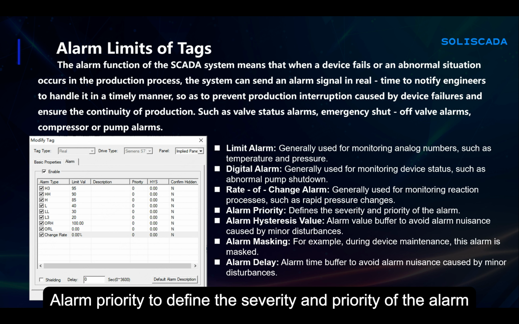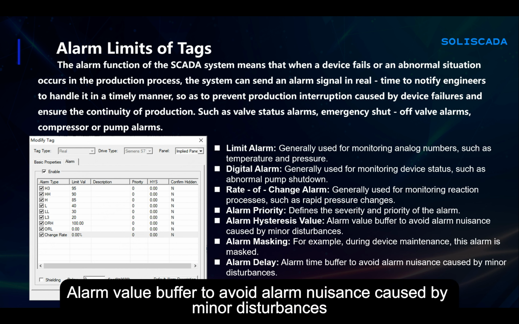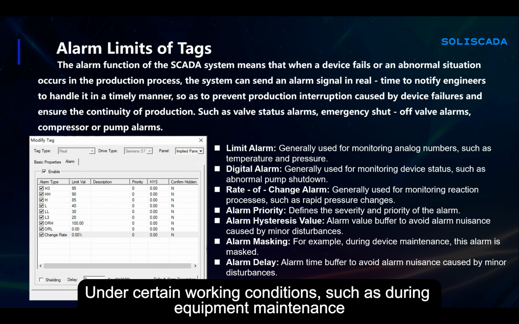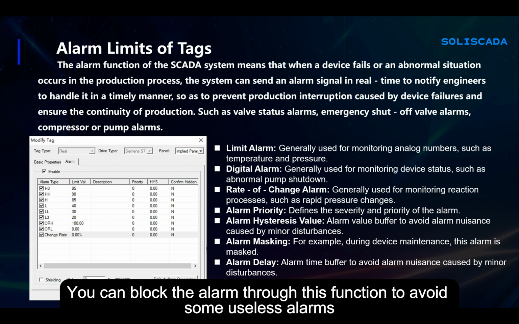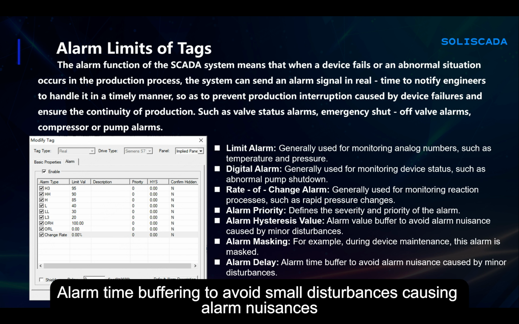Alarm priority defines the severity and priority of the alarm. Alarm hysteresis value: an alarm value buffer to avoid alarm nuisance caused by minor disturbances. Alarm shielding: under certain working conditions, such as during equipment maintenance, you can block the alarm through this function to avoid some useless alarms. Alarm delay: alarm time buffering to avoid small disturbances causing alarm nuisances.